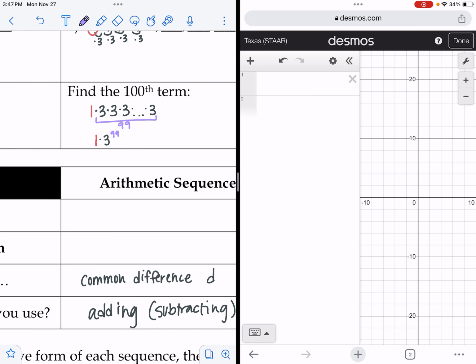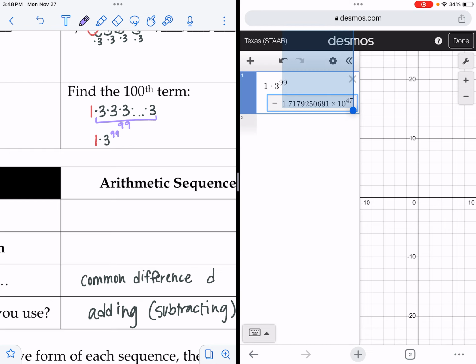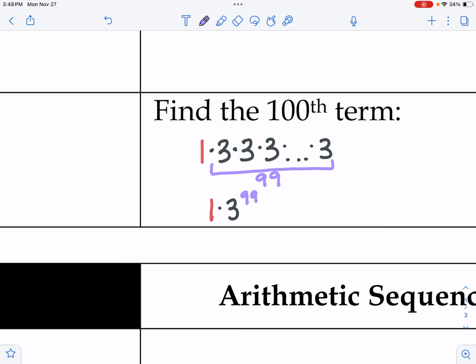And so I'll just show you what that looks like. It's moving to scientific notation. That 1.7 times 10 to the 47th means we're moving that exponent, the decimal, to the right 47 times. That's a huge number. You're not going to get any numbers like that on a test. And so you can just write huge number.